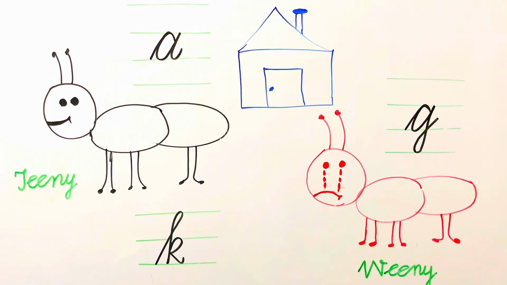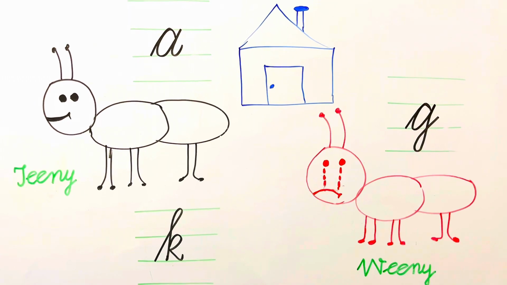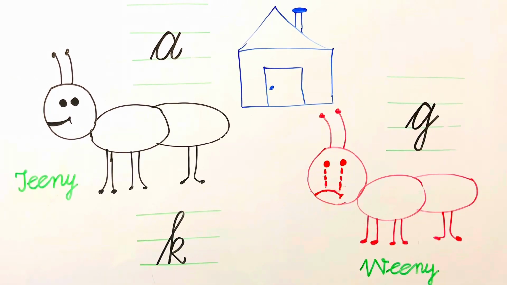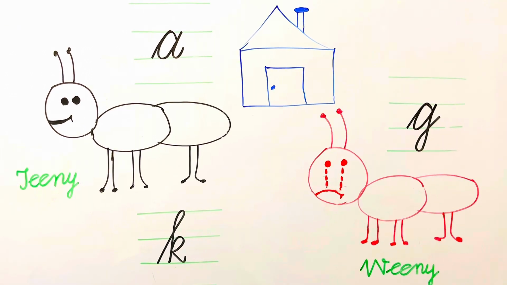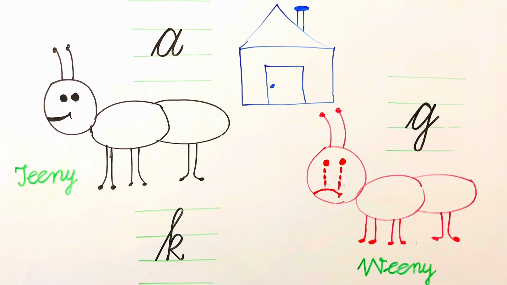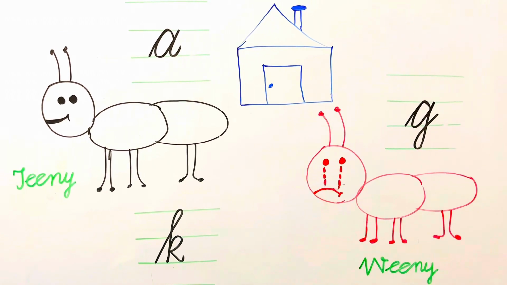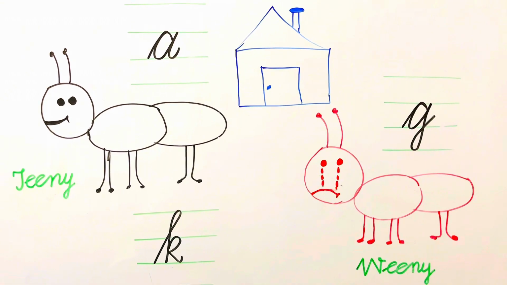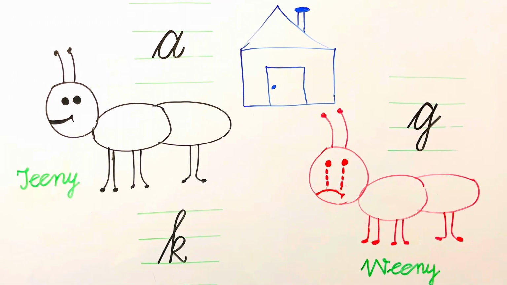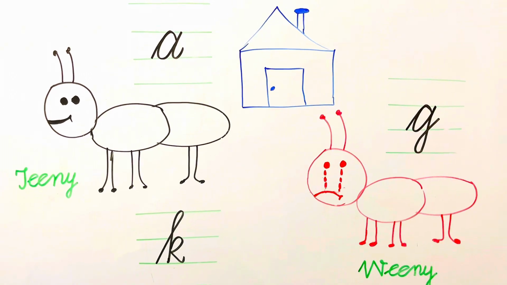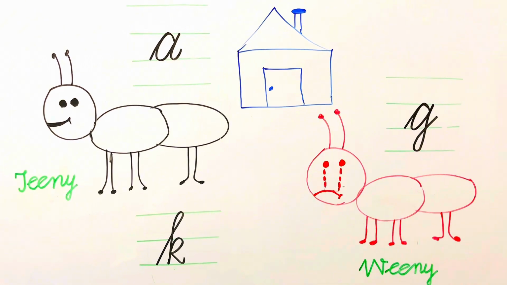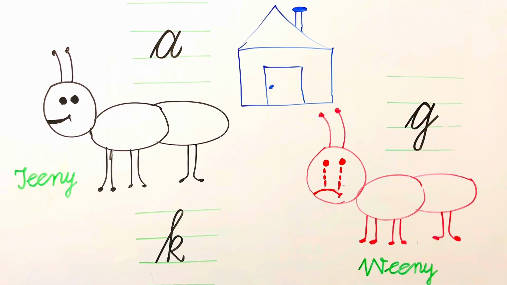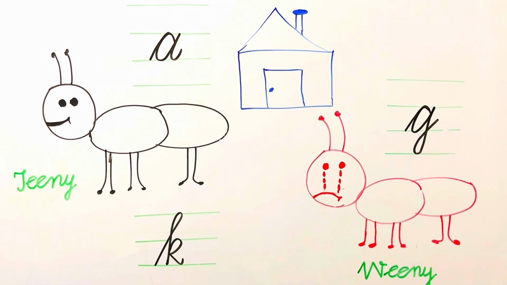Then the rainy days come. Teeny has enough food to spend some days, but Weenie does not have any food to eat in rainy days. Then Teeny helps Weenie. Teeny gives the food to Weenie. Teeny advises Weenie to not waste the time and asks Weenie to collect the food. Weenie promised Teeny to follow the advice.